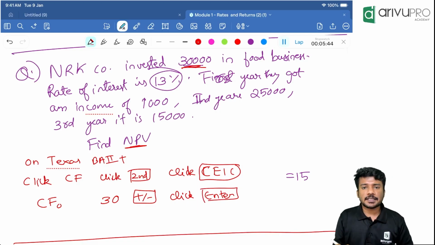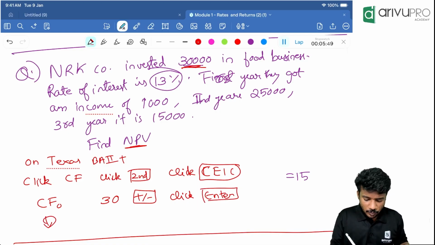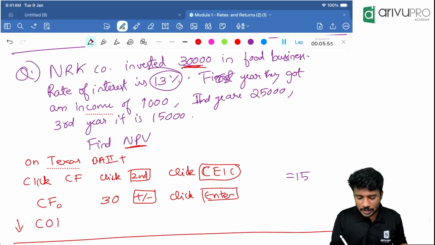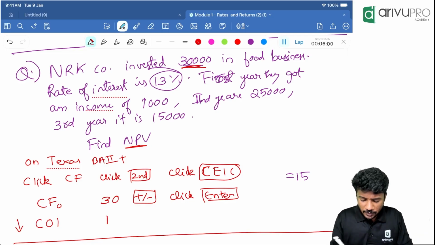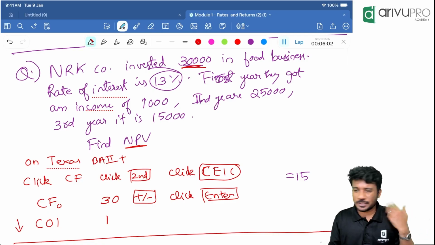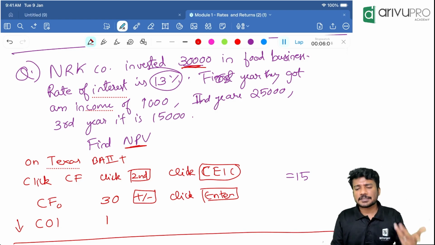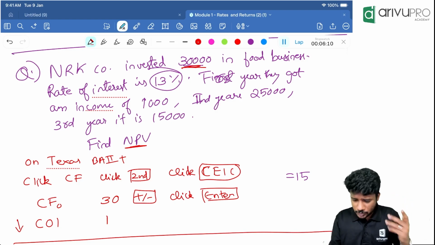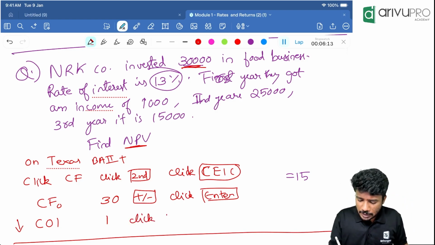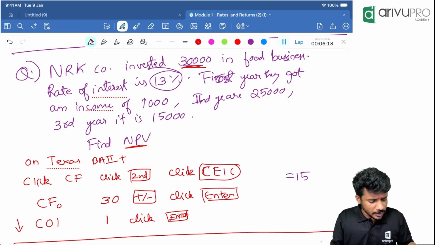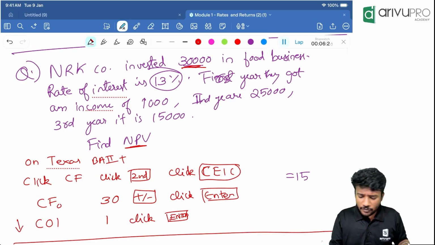Once that is done, we move down. Click the downward arrow. Here we see C01, which means the cash flow for the first year. Cash flow for the first year is how much? We will type 1, because for 1000 we will not put all the zeros. If you want, you can put them also, and you will get the right answer. Anyway, type 1. Since it is an inflow, we take it as positive. Then click enter. Once you click enter, that means C01 is equal to 1. Then F01 is anyway 1.